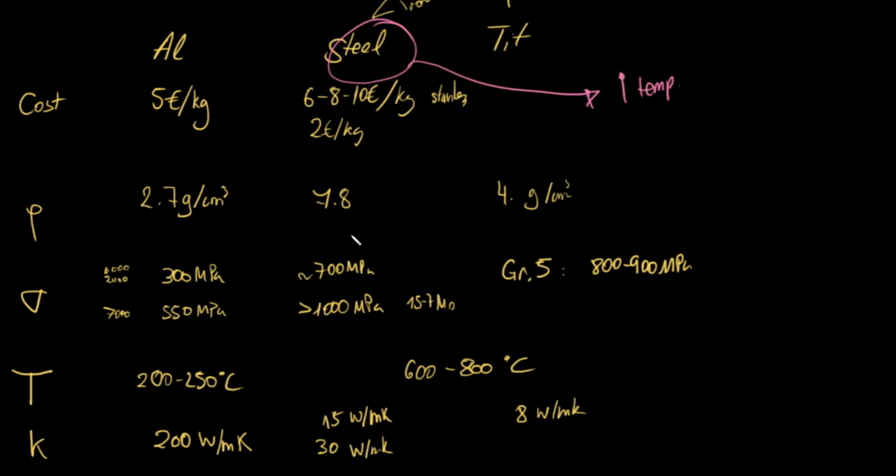But apart from that, the density, as you can see, is really high. It's 2-point-something times higher than aluminum. And for strength, you have really high strength aluminums that compete with steels. So the high strength of steels normally is not going to compensate. I'm talking about standard materials again.